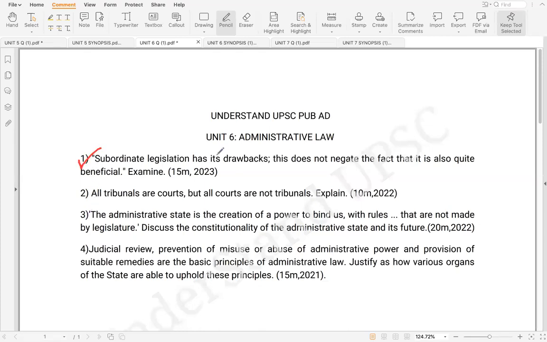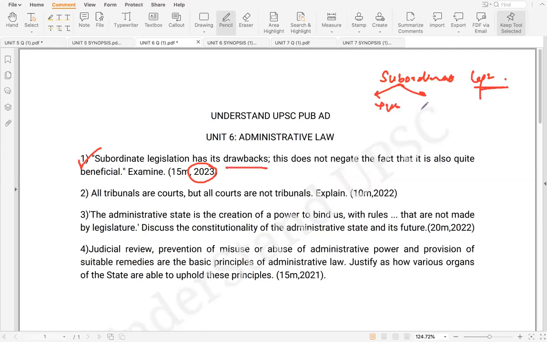Subordinate legislation has its drawbacks. This does not negate the fact that it is also quite beneficial. Examine. This is a very standard question that has been asked in 2023. We always read about the positives as well as the negatives of subordinate legislation. This is exactly that: although subordinate legislation is somewhat negative, it is also quite beneficial.